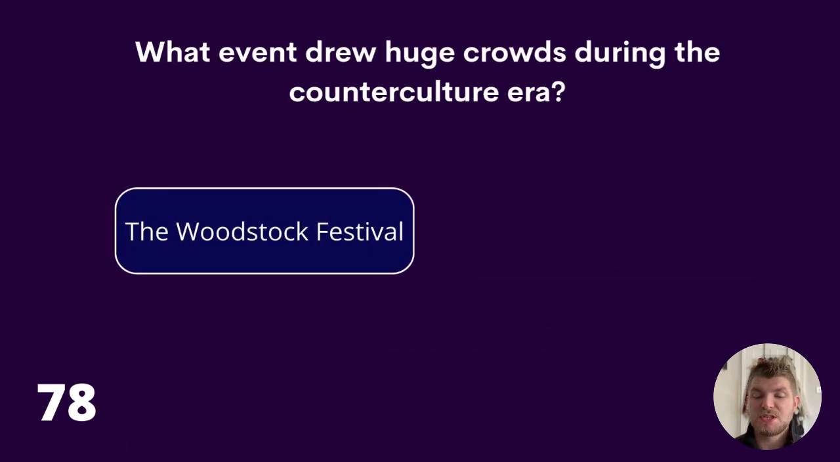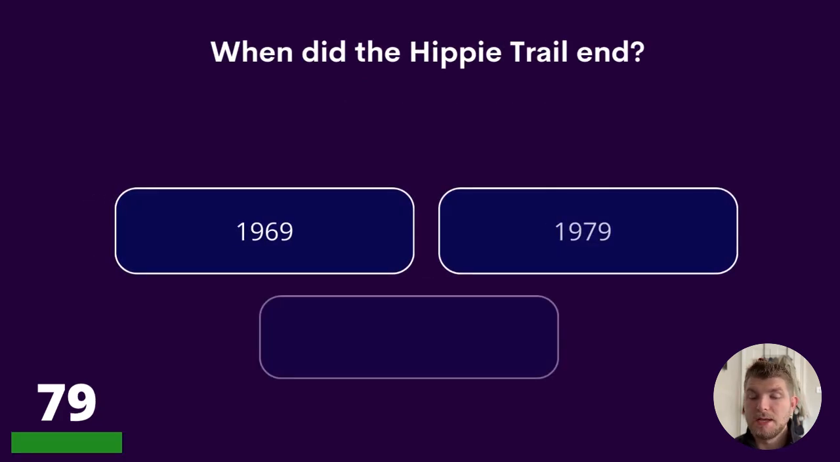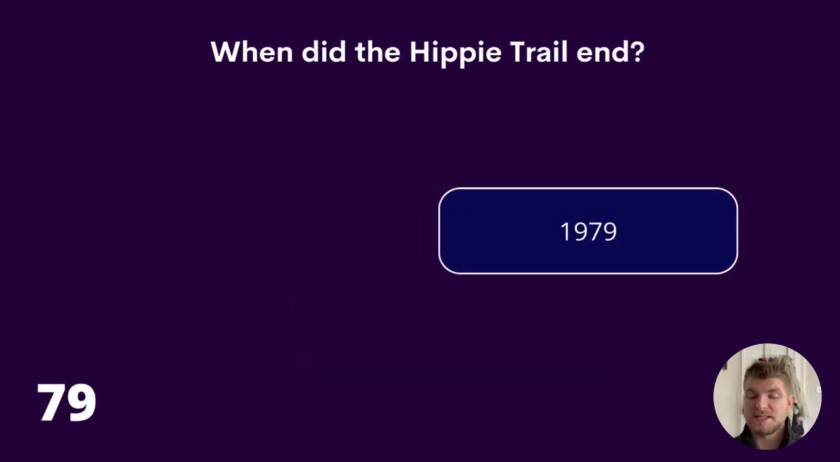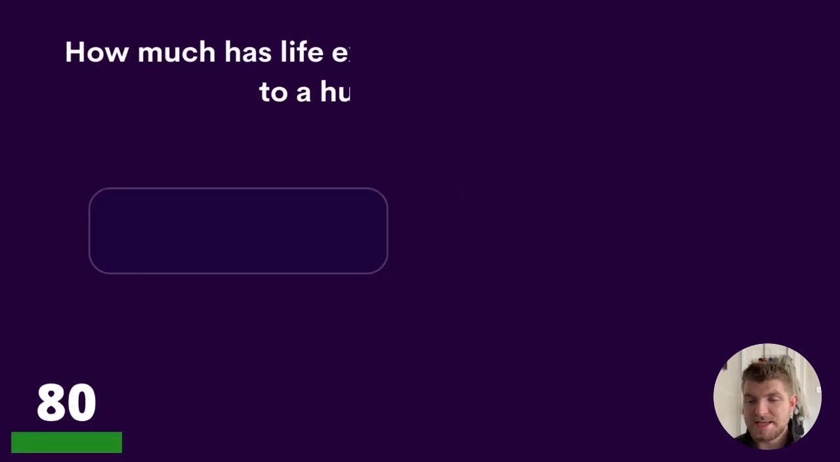The answer is the Woodstock Festival. 79. When did the hippie trail end? 1969, 1979, or 1989? The answer is 1979. Question 80.